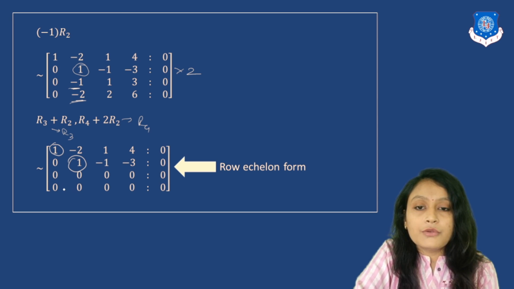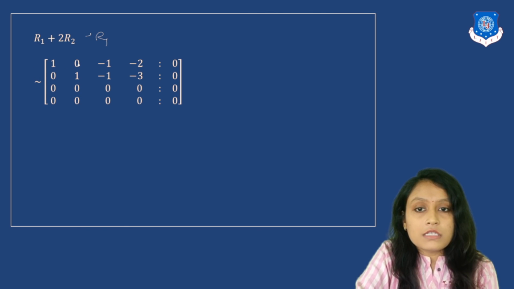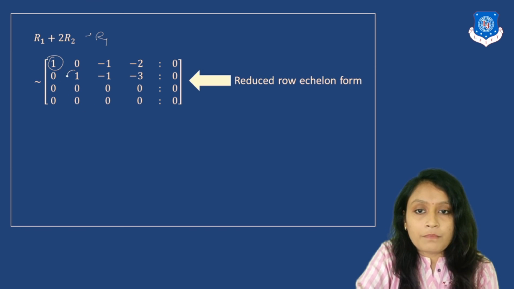Now we will make reduced row echelon form. For that we have to make 0 at this place only, right? So for that we will use the operation R1 plus 2R2, and we'll make changes in R1. So you will get here 1, 0, minus 1, minus 2, 0. The other 3 rows will remain as it is. So this is our reduced row echelon form. And these two are leading ones. We have 0 everywhere above and below the leading one.